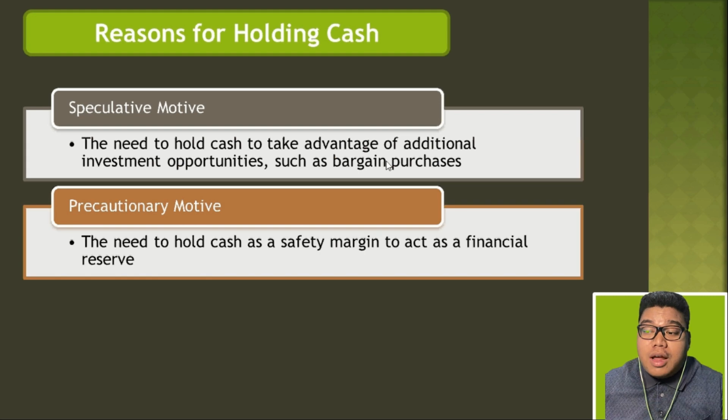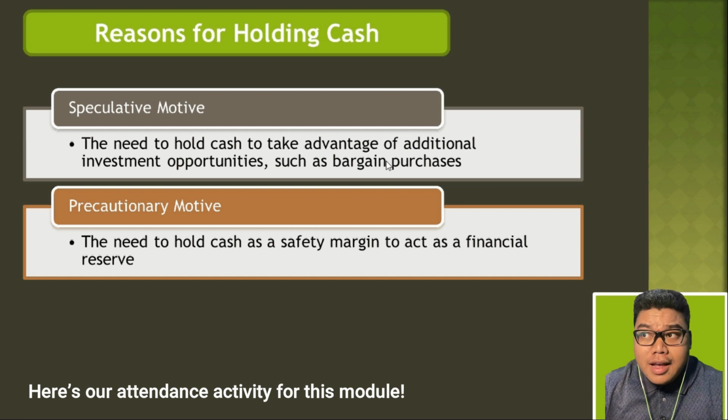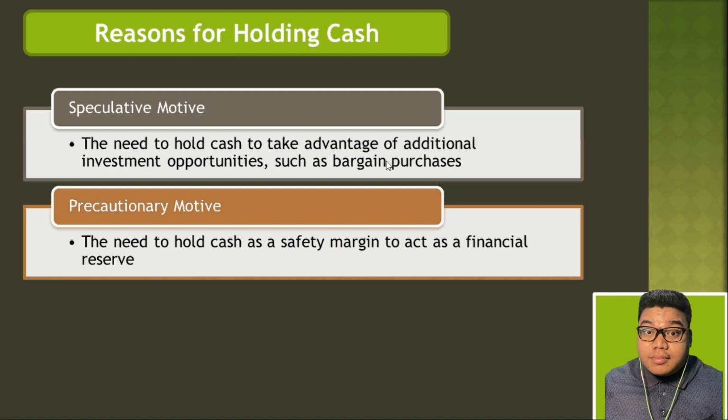The next one is the precautionary motive, the need to hold cash as a safety margin to act as a financial reserve. We need to provide our lenders security that we will be able to pay our liabilities as they become due. Or better yet, we need our suppliers to be sure that we will be able to pay. If we do not have that amount of cash readily available, then they might doubt our capability to be customers to them or borrowers.